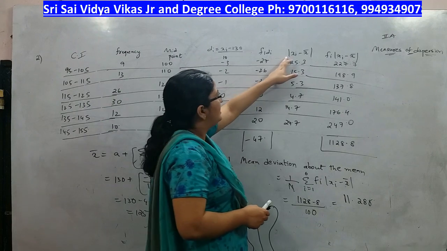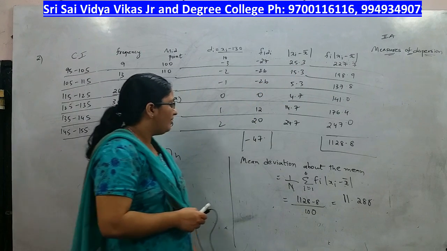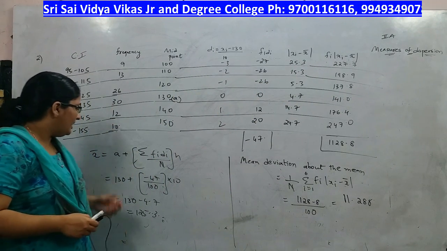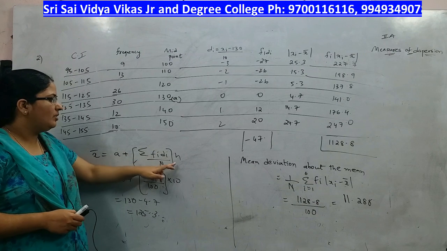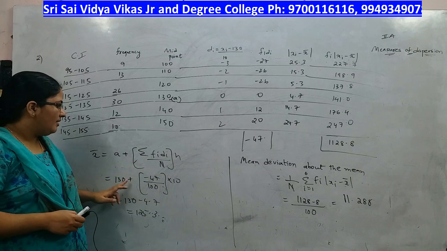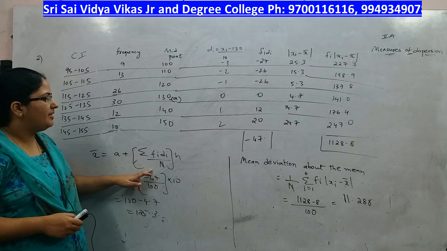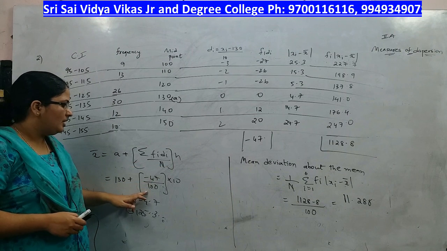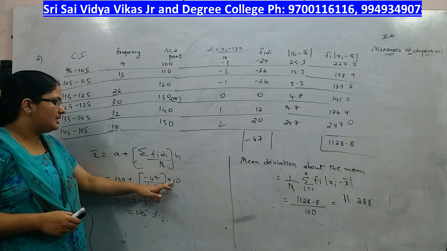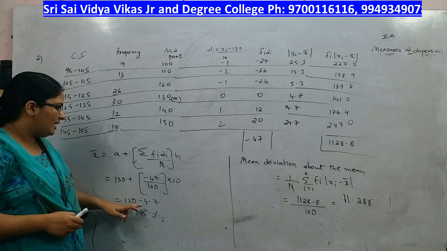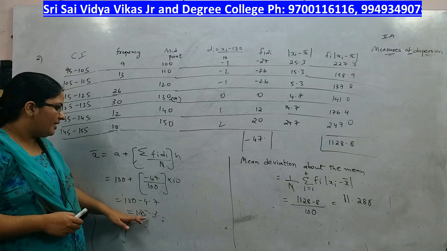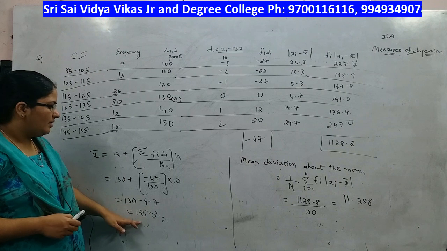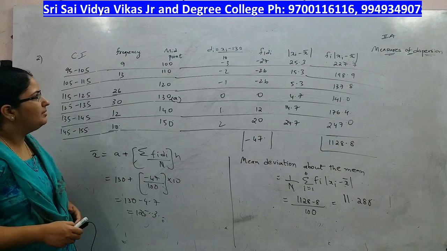Next, you have to find xi minus x bar. First of all, you find x bar. X bar is a plus summation fi di by n into h, that is 130 plus summation fi di, which is minus 47, by total frequency 100, into width of the class 10. So you get 130 minus 4.7, that is 125.3.